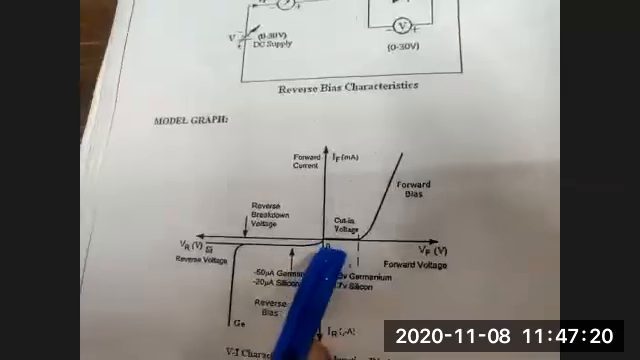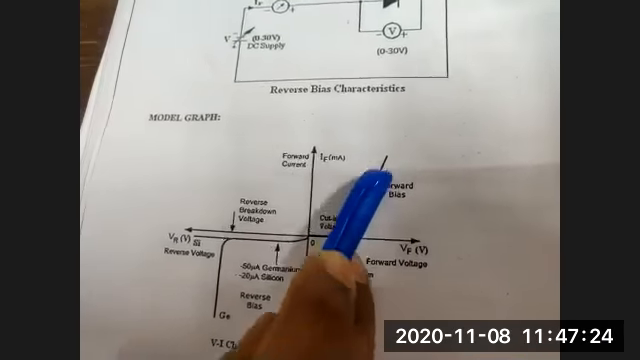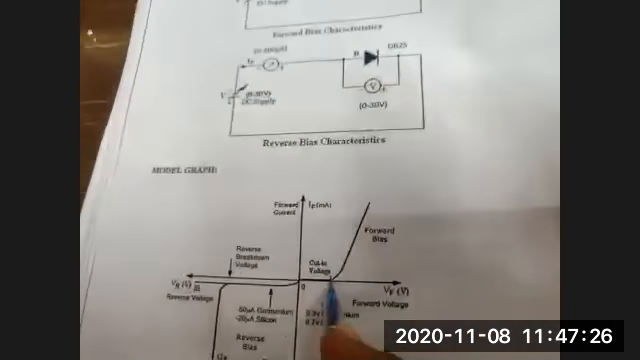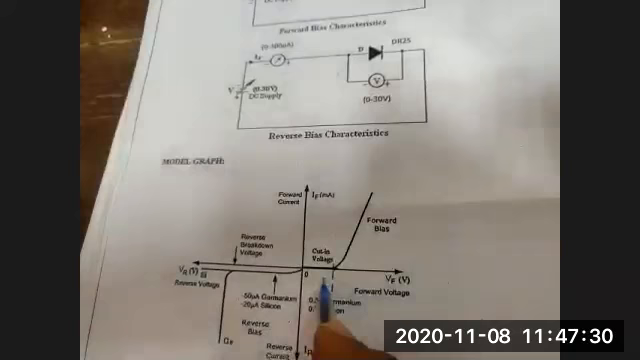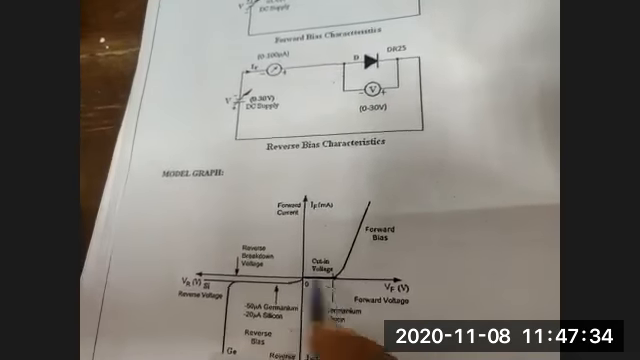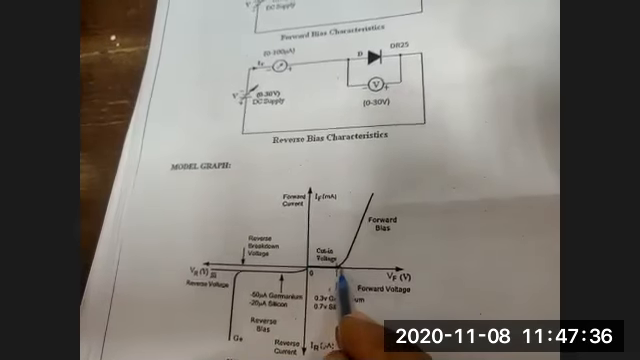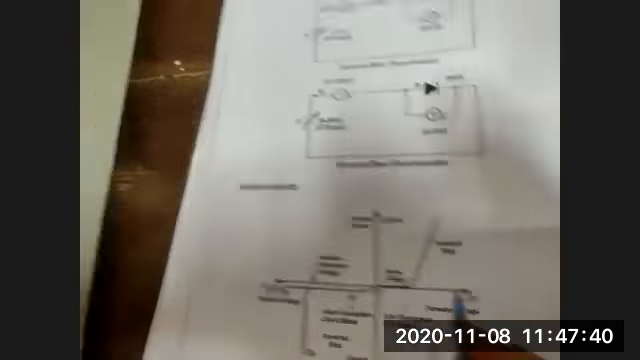You apply some voltage, and after that your current will rise slowly. This point is called the cut-in voltage, and here the voltage is 0.4 volts. At 0.1, 0.2, and 0.3 volts the current is 0. After 0.4 volts, the current starts at 0.1, and you can slowly increase the voltage.